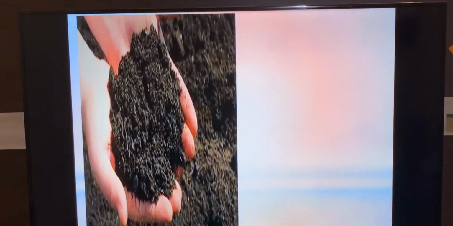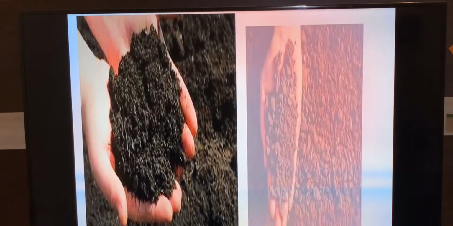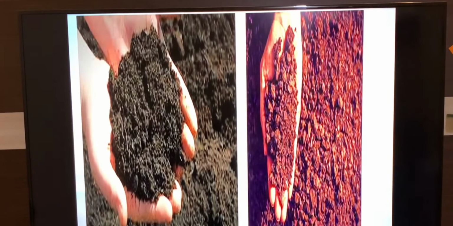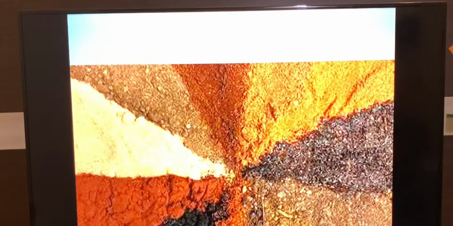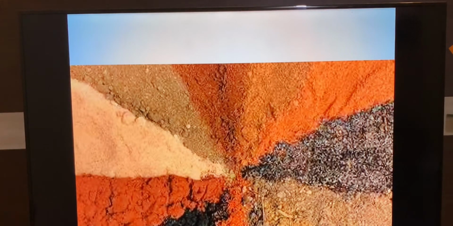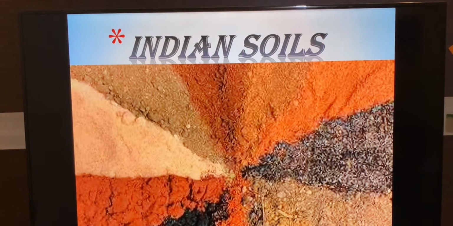Observe this picture. I'll display the next picture. Can you see this, children? I will also display the next picture. So what do you see in this picture? Different types of soil. So today I will be teaching about Indian soils.